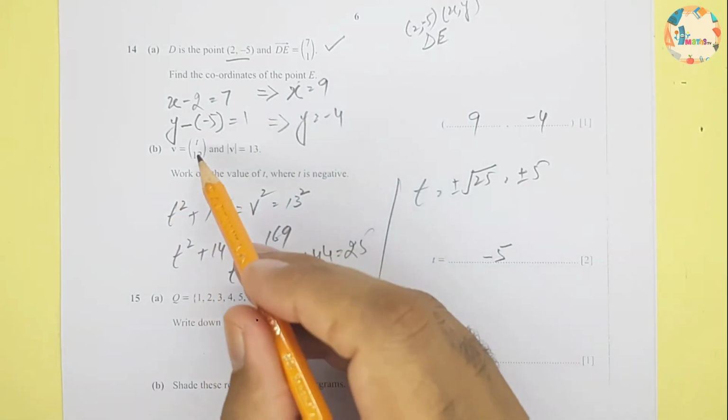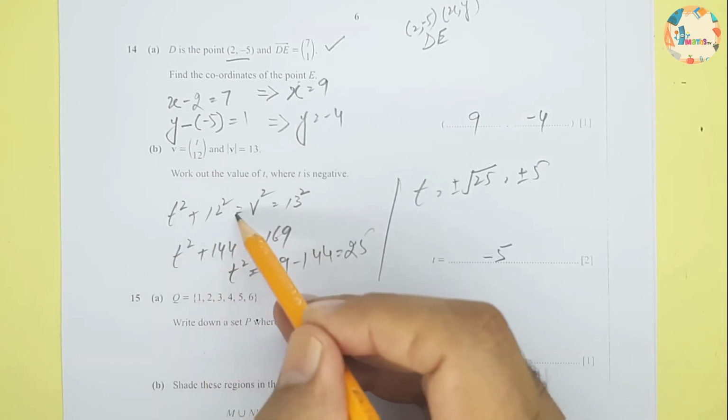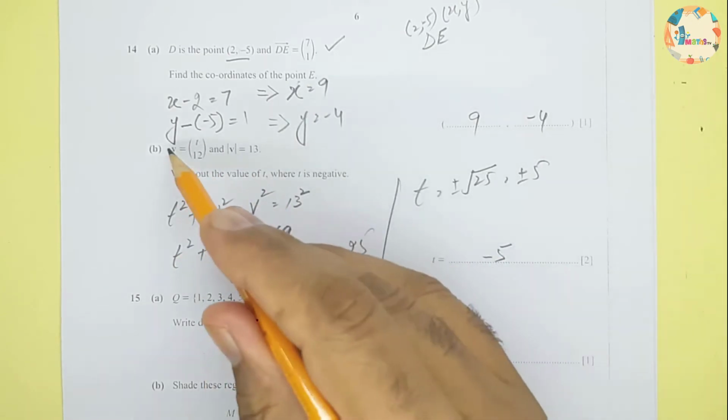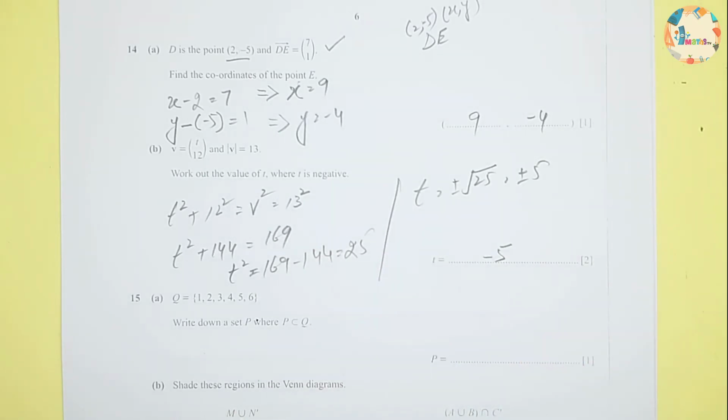So what we have done, we have basically applied the distance formula on this one. t square plus 12 square will be equal to v square. So this will be the rest of the calculation.